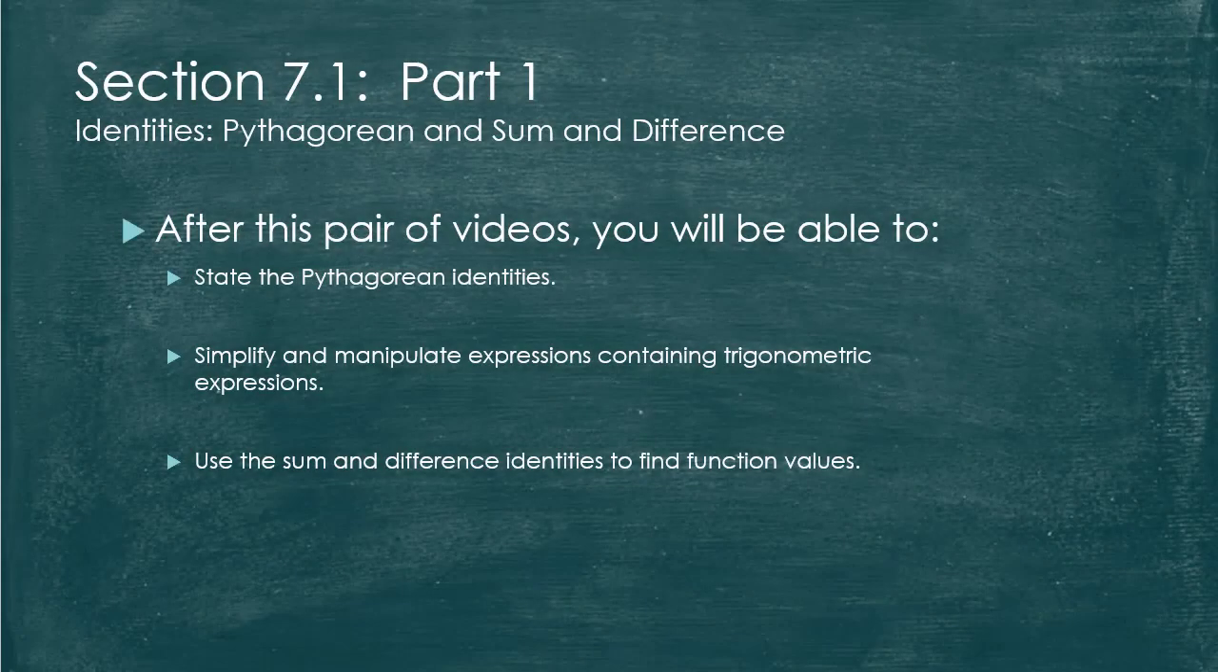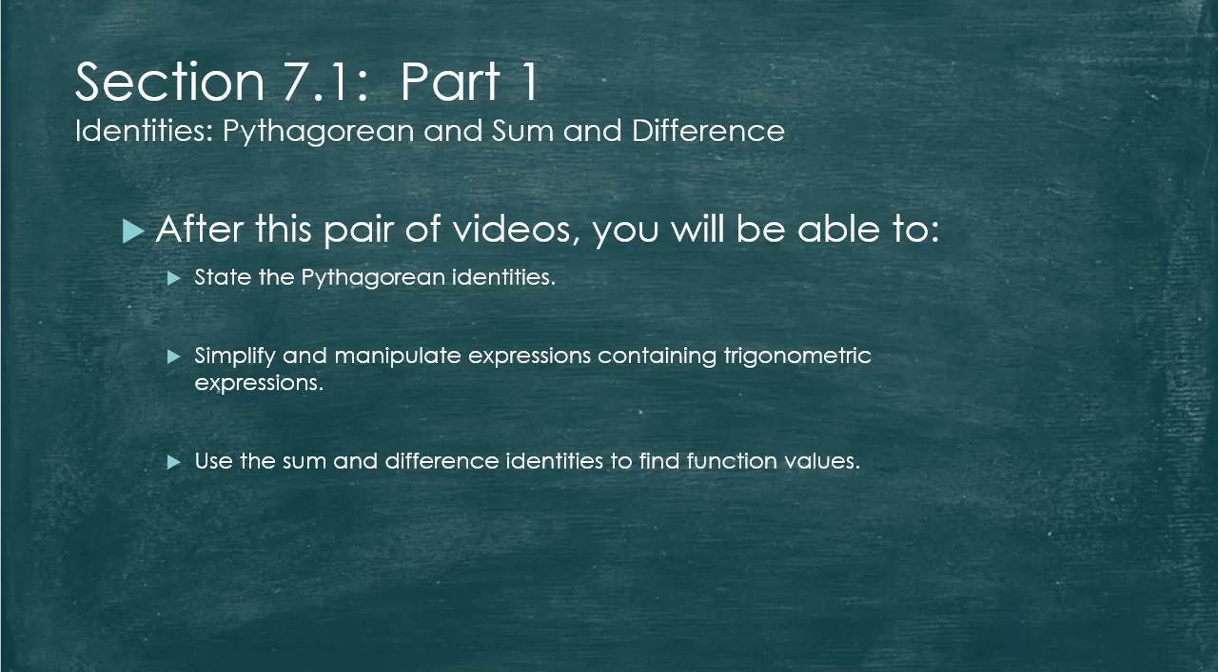Hello and welcome. In this video, I'll be covering the first half of the notes for section 7.1, which is over identities, mainly some of the quotient identities, the reciprocal identities, Pythagorean identities, some even and odd function identities, and then we'll also get into, in the second video, or part 2 at least, the sum and difference identities.